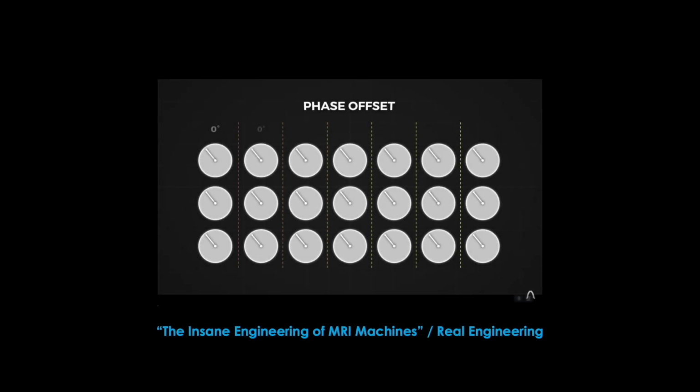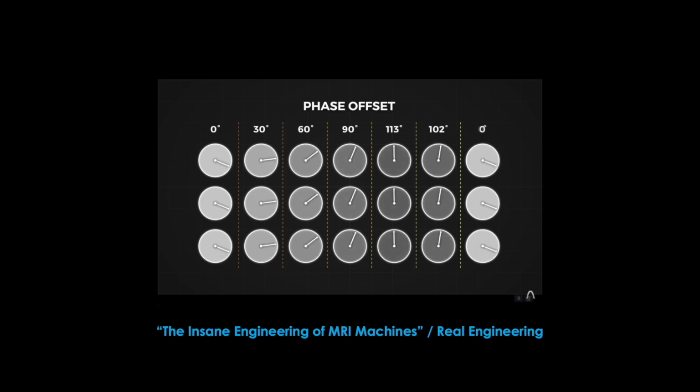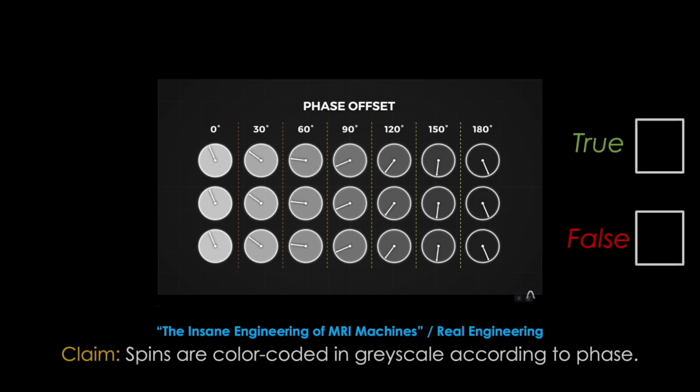Next clip. It is easier if we imagine the slice as a grid of rotating hydrogens, where we color the phase of the atoms in grayscale. When rotating in unison, the grid is all white, and atoms rotating 180 degrees out of phase are colored black. Claim. Spins are color-coded in grayscale according to their phase.